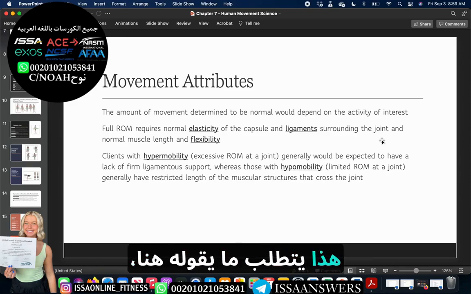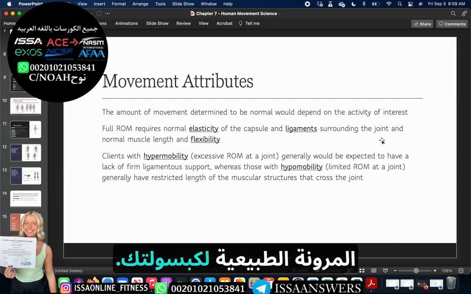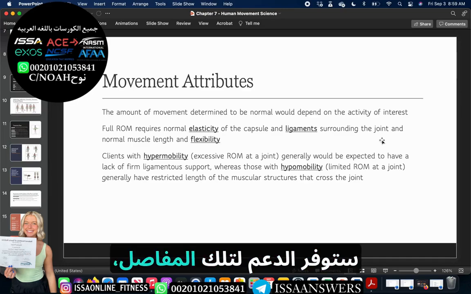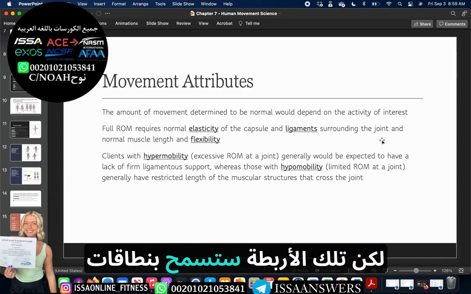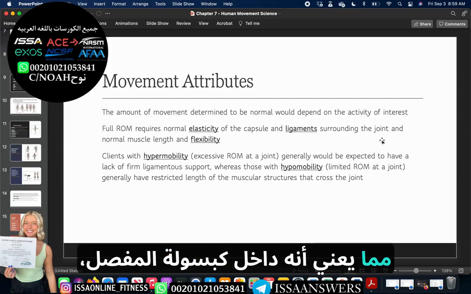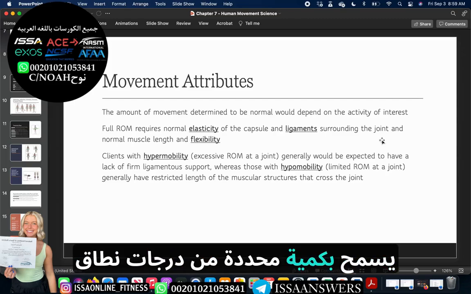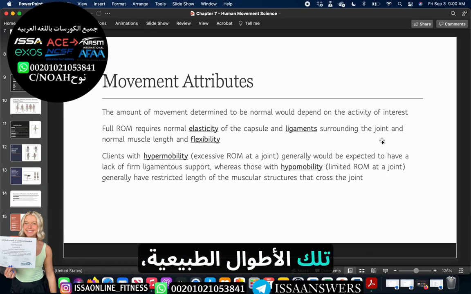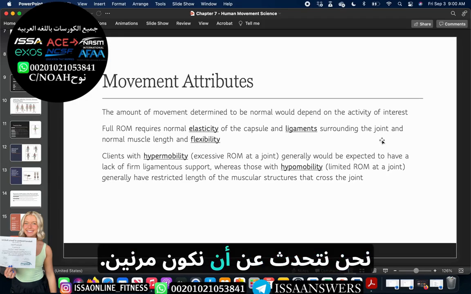Okay, well, that requires, look, it says here, normal elasticity of your capsule. So what that means is that your ligaments are going to provide the support for those joints, but those ligaments are going to allow for specific ranges of motion based on the elasticity of the capsule, meaning that within that joint capsule, it allows for a specific amount of degrees of range of motion. Now, if it's normal, okay, and we're able to hit those normal lengths, we're talking about being flexible.